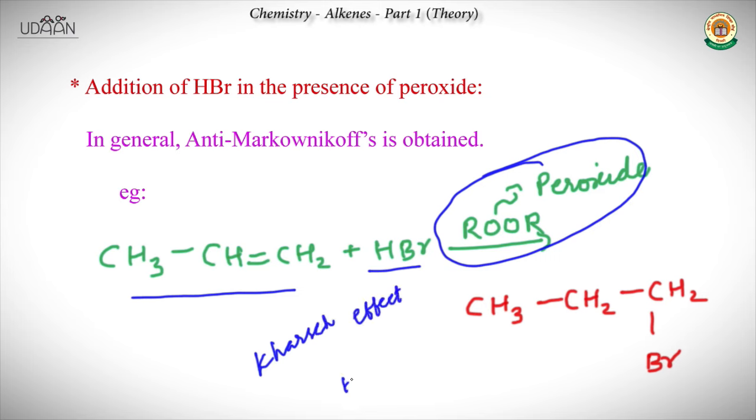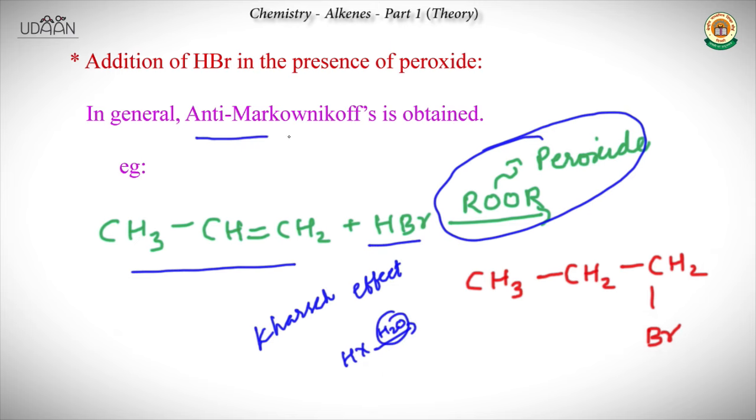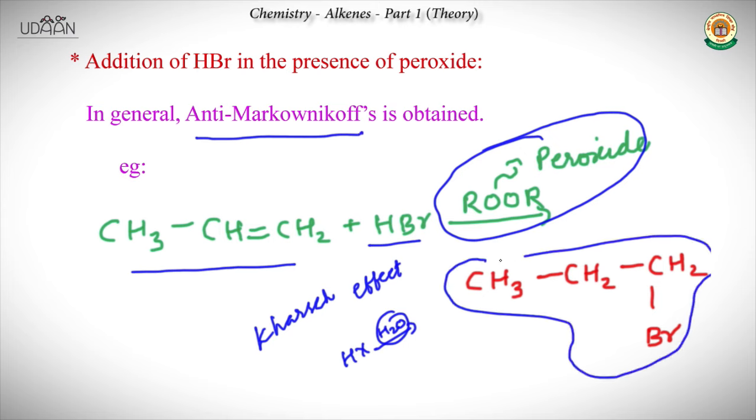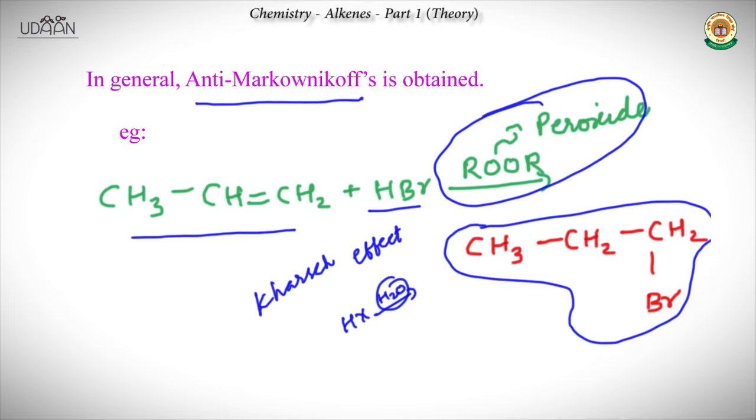Unlike addition of HX in the presence of water or any solvent, where you get a Markovnikov product, here you are getting an anti-Markovnikov product. I'll tell you the mechanism of it later on. Which means that an anti-Markovnikov product will mean that the halogen will attach to the carbon that has a greater number of hydrogen atoms? Yes.